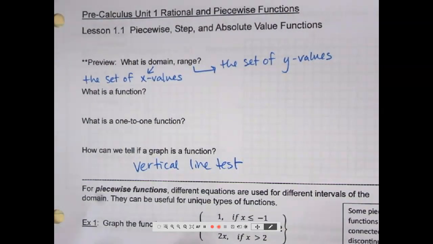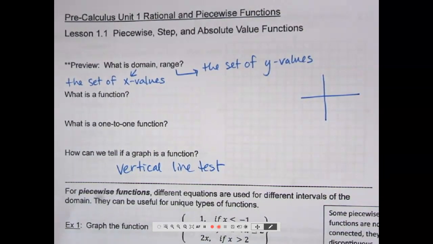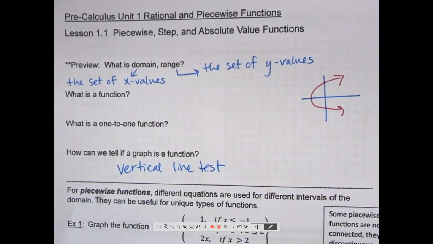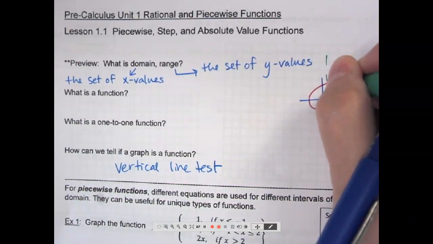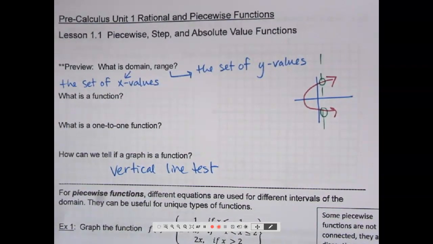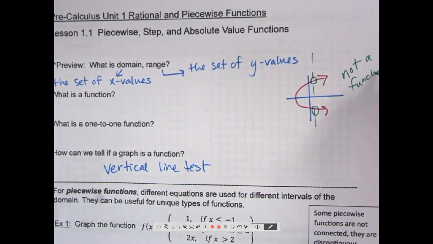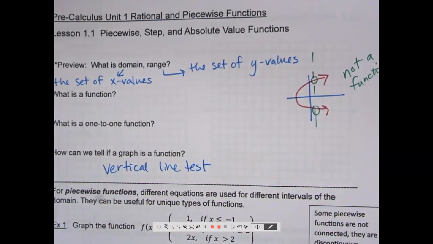Okay, so if we have a graph, let's say we have this sideways parabola, and I look at my vertical line and I see, oh dear, it's intersecting those two points. What does that tell me? That it is not a function. So we're kind of working backwards from this. That's how I would know from a vertical line test that something is not a function.